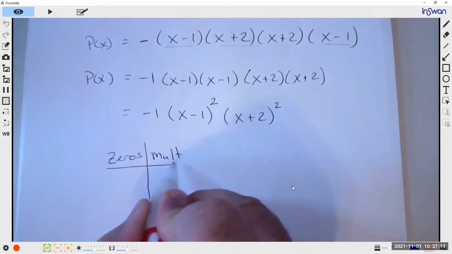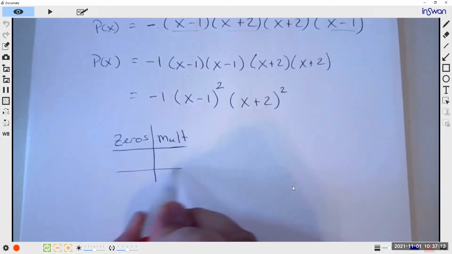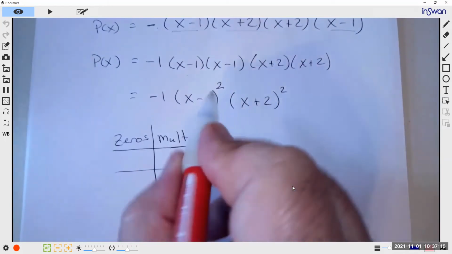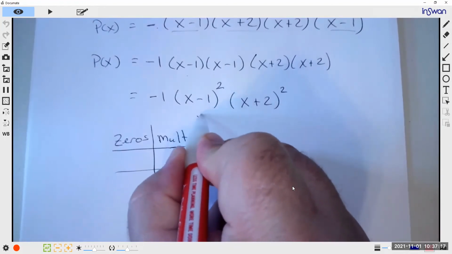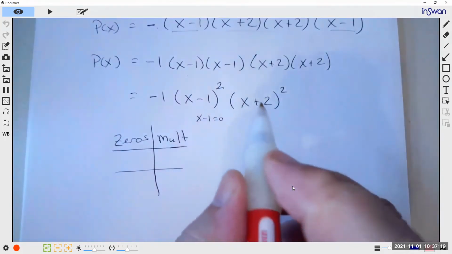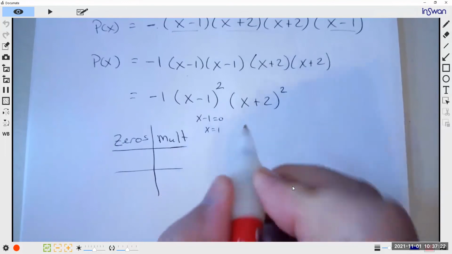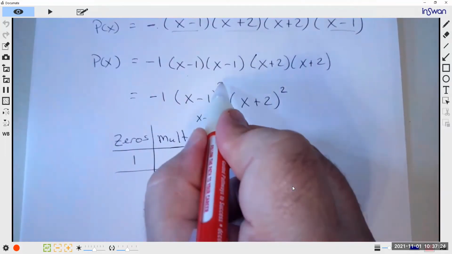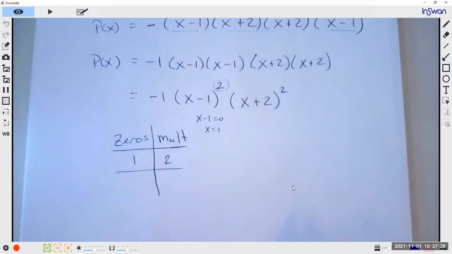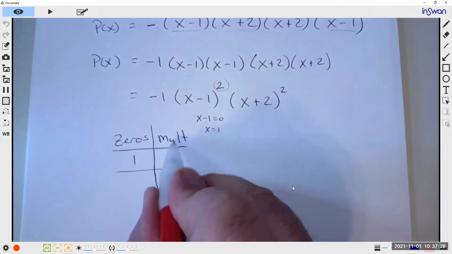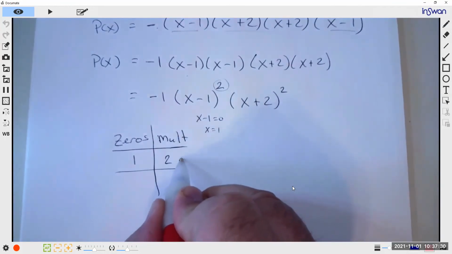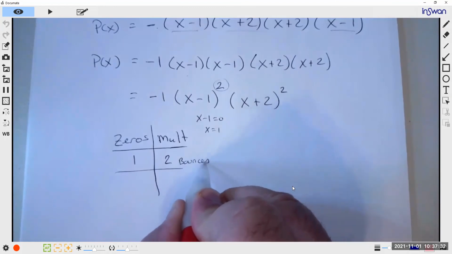So let's look at the zeros and multiplicities of each. The first one, set that equal to 0 and solve it. We get x equals 1. The multiplicity is 2. Since the multiplicity is even, it bounces.